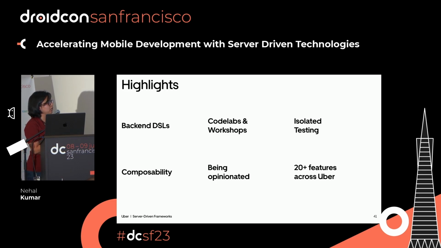Being opinionated was important, and this helped. In our case, for server-driven logic, we started with the fact that we are only going to support primitives, for example. And that helped because we were able to build a lot of guardrails around that. And we now have close to 20 plus features across Uber, and we have a few features that have been completely launched without any mobile changes at all.